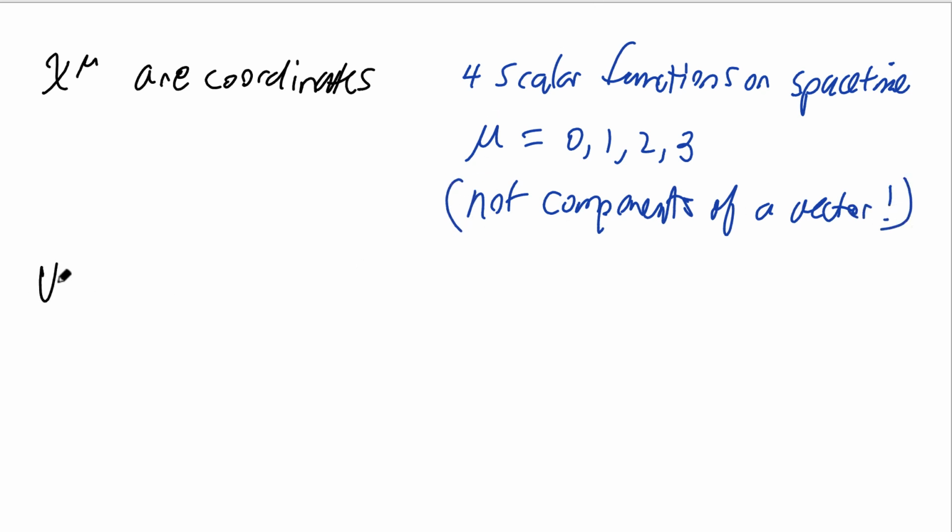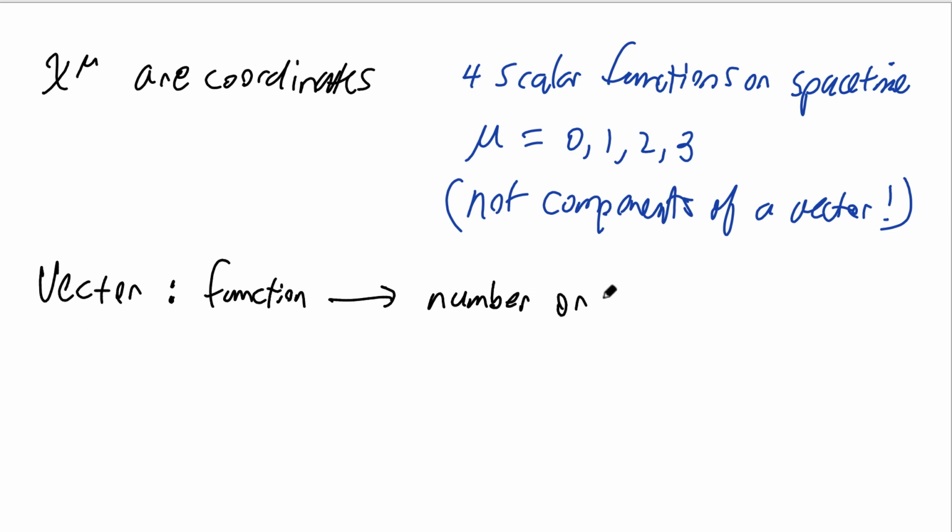A vector is a derivative operator, so it acts on functions, and when it acts on a function, at each point in the spacetime it produces a number. So it maps a function to a number, or if we're talking about a vector field, it maps a function to a function.